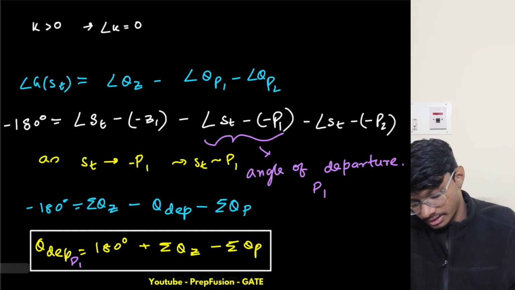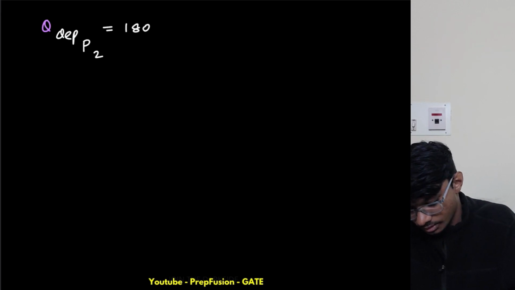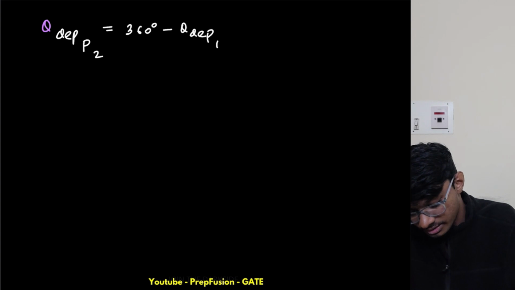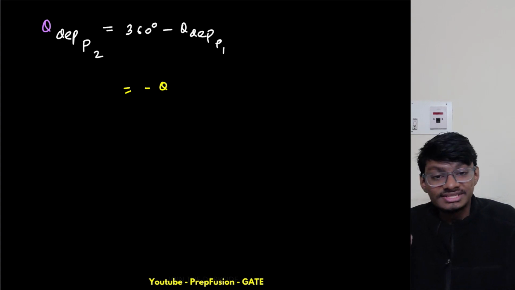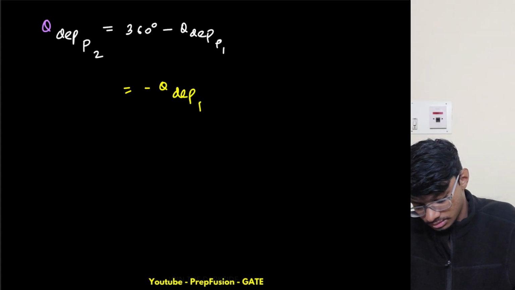So what I can write is my theta departure p2 will be equal to simply 360 minus, as the addition of those two will be 360. Or how can I further write it down? So I can further write it down as minus theta, because 360 adding 0 is the same, coming back to the same rule, equals minus theta departure p1 itself.